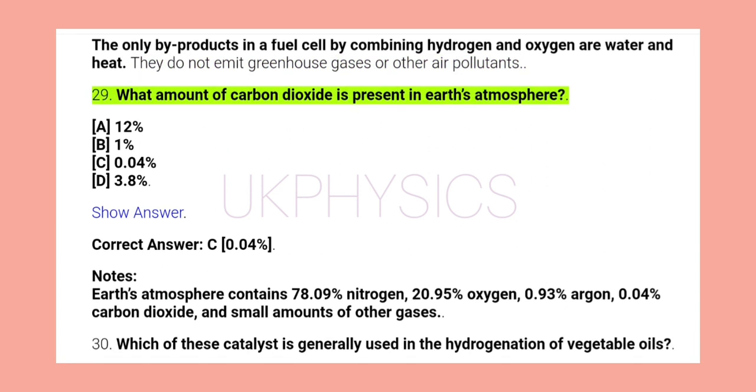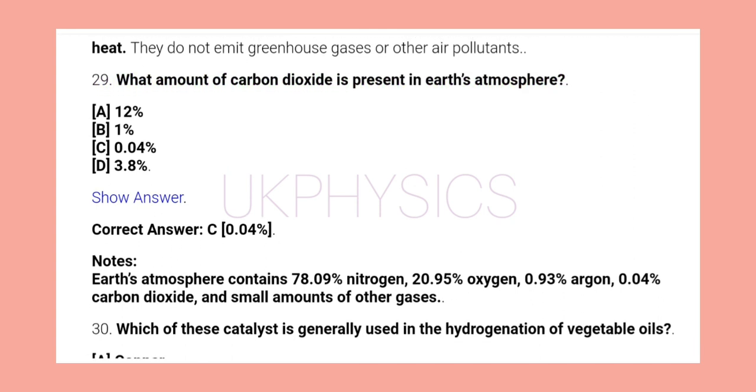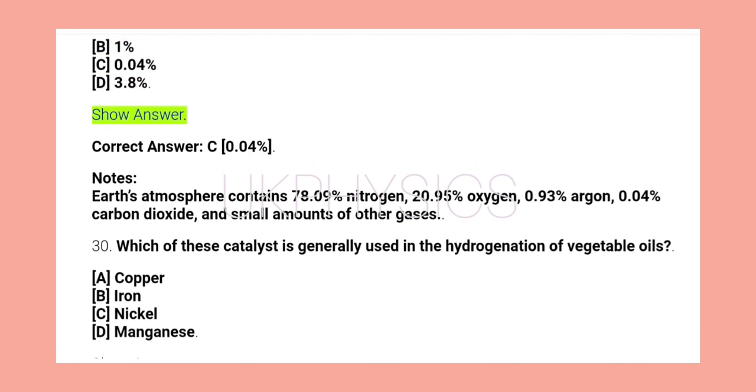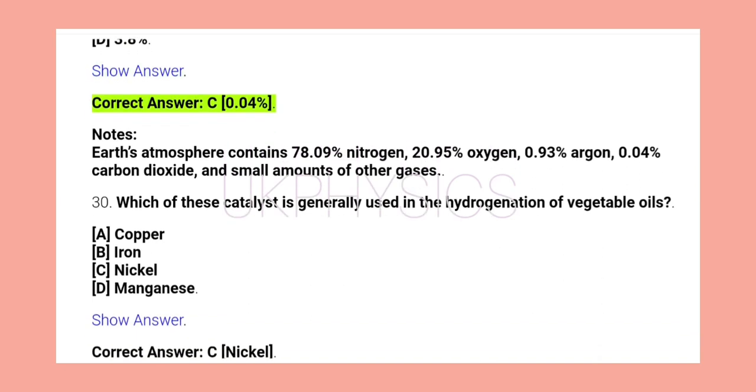29. What amount of carbon dioxide is present in Earth's atmosphere? A. 12%. B. 1%. C. 0.04%. D. 3.8%. Show answer. Correct answer C. 0.04%.